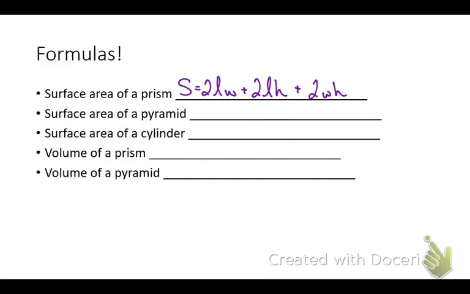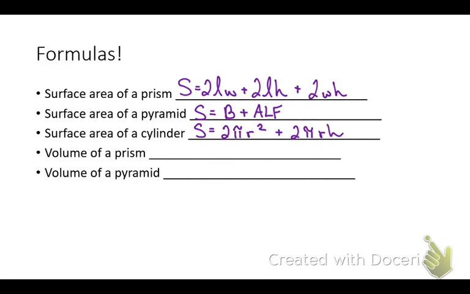What about surface area of a pyramid? Surface area equals the area of your base plus the area of your lateral faces. That actually is the formula for surface area of a triangular prism too. Okay, what about surface area of a cylinder? S equals 2 pi r squared plus 2 pi r h.